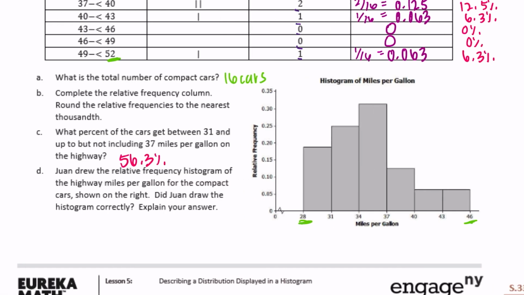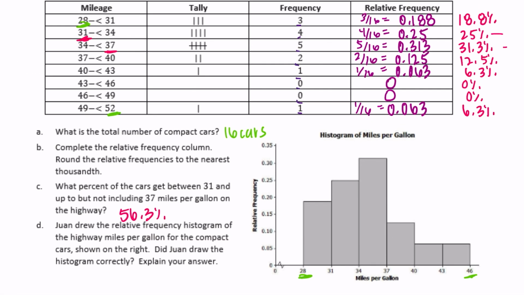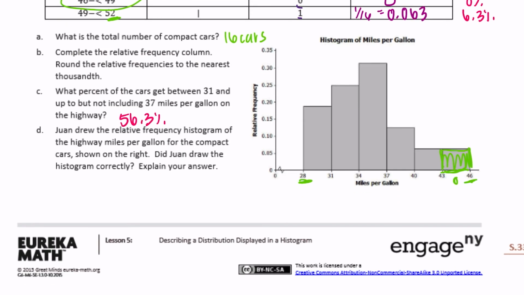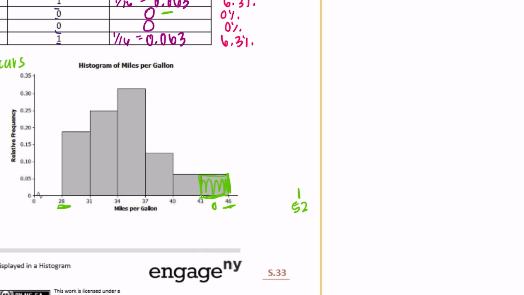Let's see if there's anything else wrong. Does he have between, let's see, 43 to 46 right here? That should be 0, right? But he has data there. Maybe he squished all of his data together. It looks like he left out these because they were 0. So he just said, you know what, I don't need them anymore. But he's wrong, because now he's labeled things incorrectly. So let's say he did not draw this correctly.